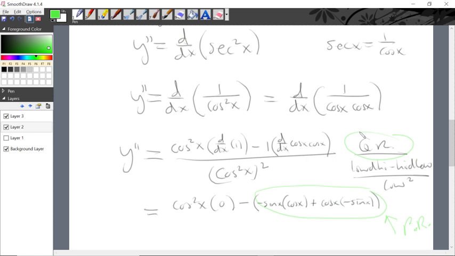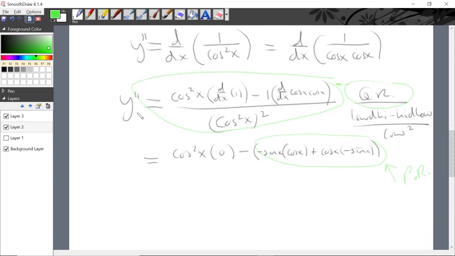So we had already used the quotient rule one time right here, and within the quotient rule we needed to apply a product rule at this stage. And then this is all over what? Cosine to the fourth of x. Now the first term is just 0, right? It's canceled out, that's 0.